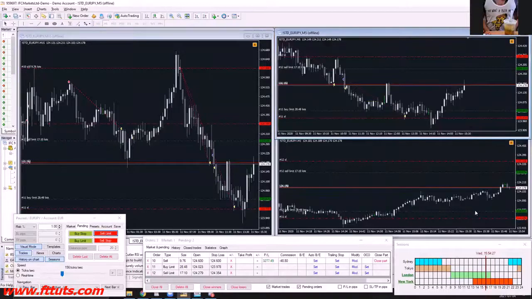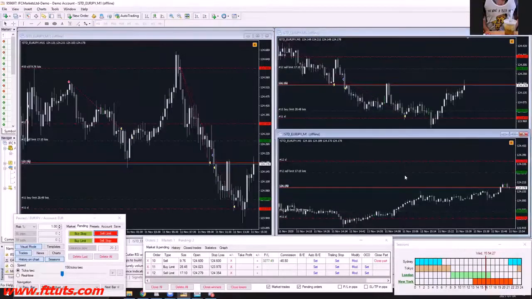So we got a buy limit and a sell limit scale in. See where price takes us.